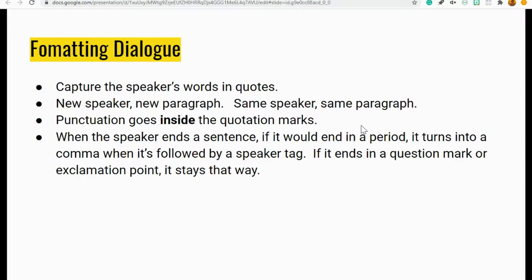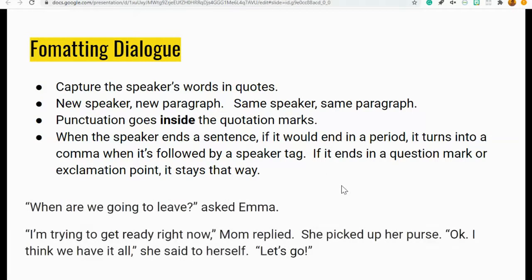The punctuation, that means periods, commas, question marks, exclamation points, go inside the quotation marks. And then finally, when the speaker ends a sentence, if it would end in a period, it turns into a comma when it's followed by a speaker tag. That's like Zico said or muttered Emily. And if it ends in a question mark or exclamation point, it stays that way. So here are a couple examples.